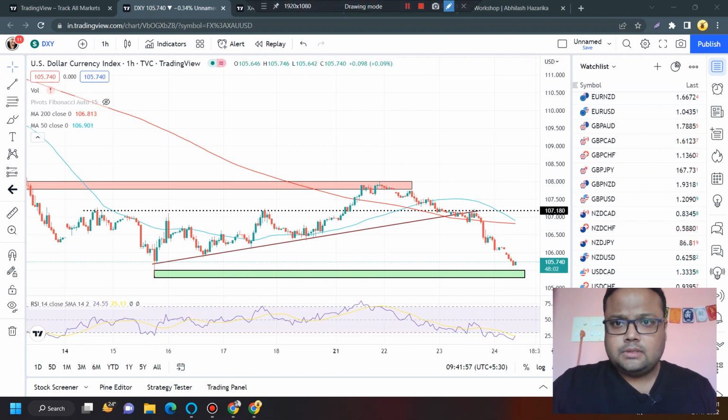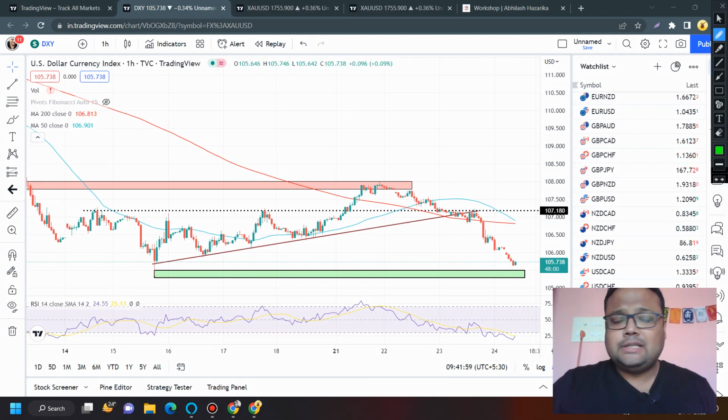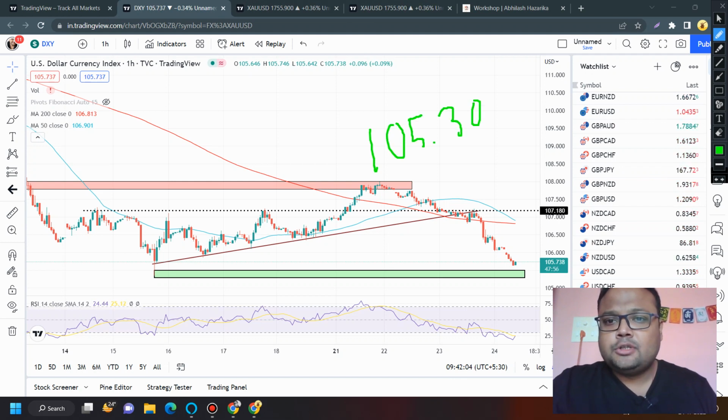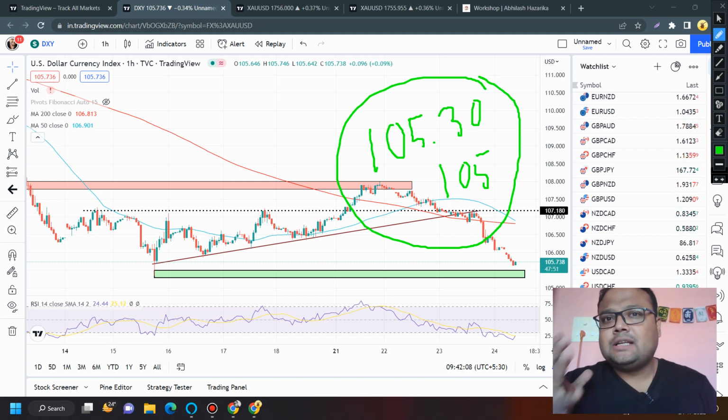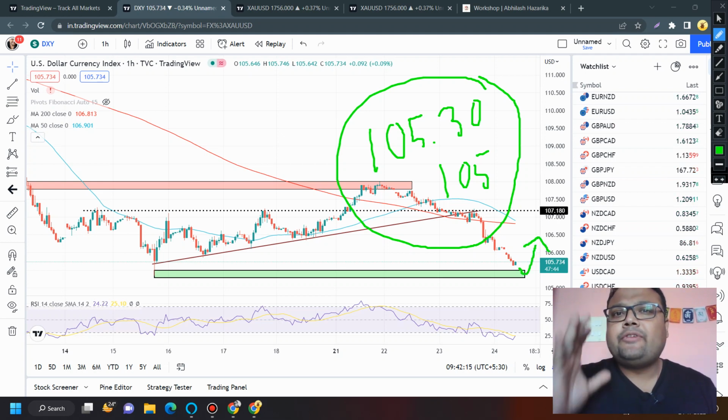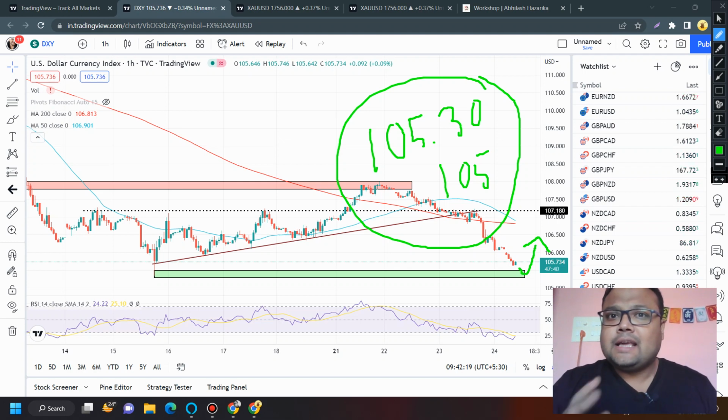So this is the last support for DXY right now. The last support is the 105.30 to 105 level. So DXY will try to hold this level as of now. I think DXY will try to go for a bounce also from this level. If not a complete reversal, at least a temporary recovery. And in case something bad happens, then we will see massive sell on DXY and we will see further recovery on gold. We will see further recovery on Euro USD and others.